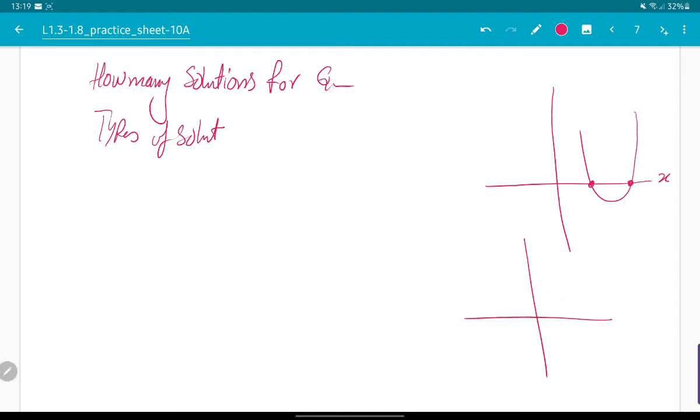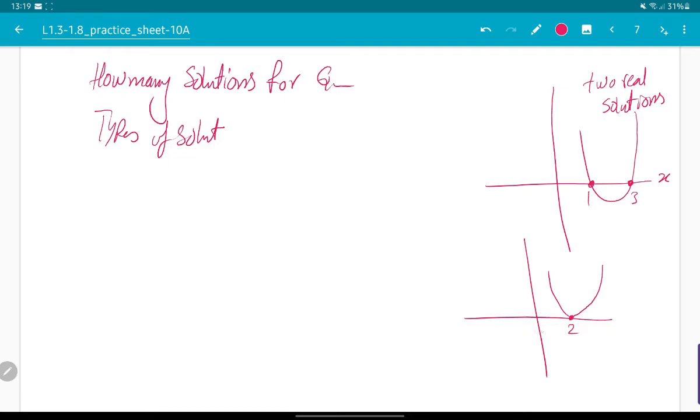If it doesn't intersect in 2 points, but it only touches the x-axis like this, now we have one solution. For example, if it's 2, let's say this is 1 and 3. If it's 2, can you see that we have one solution? We say about this it has two real solutions.